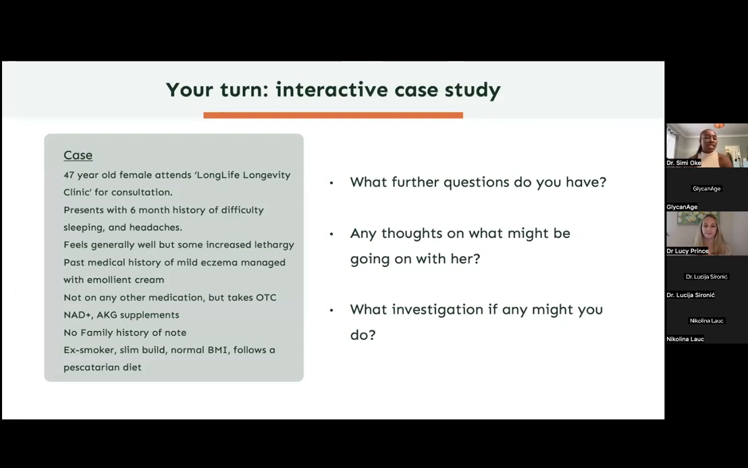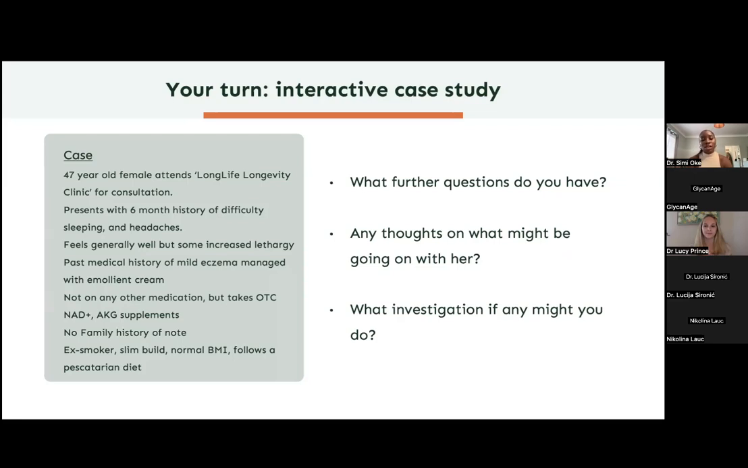So this is quite a typical situation where you have a 47-year-old female. She's attending Long Life Longevity, which is a fictitious made up name, by the way, so don't take it too seriously. She presents with a 6-month history of difficulty sleeping and some headaches. She feels generally well in herself, so she's not unwell, but she does feel a bit more tired than usual.